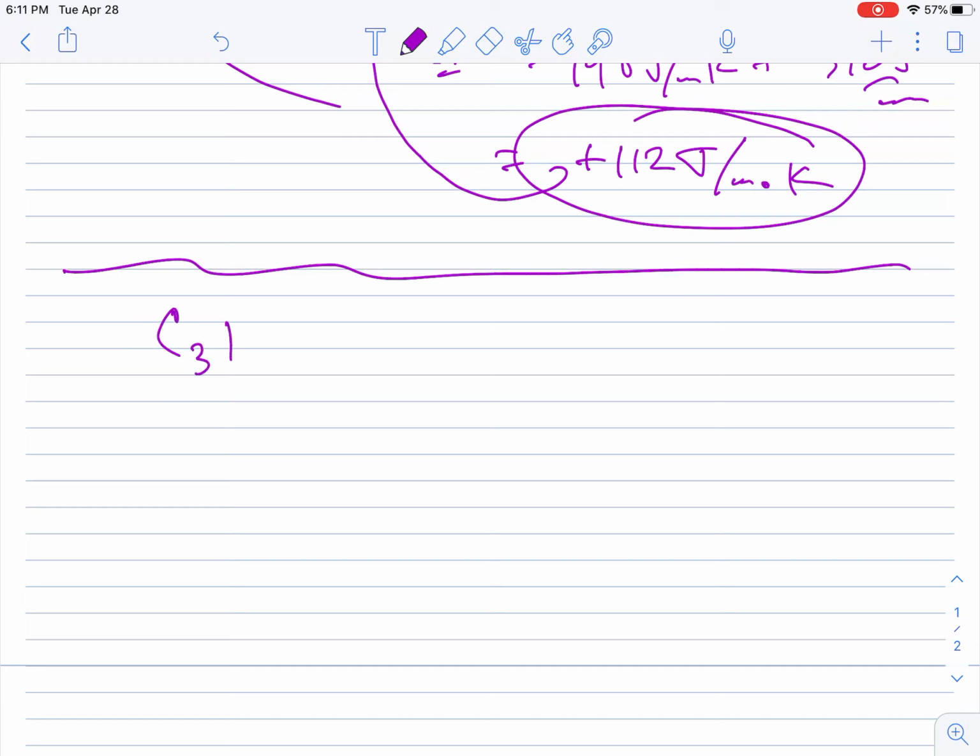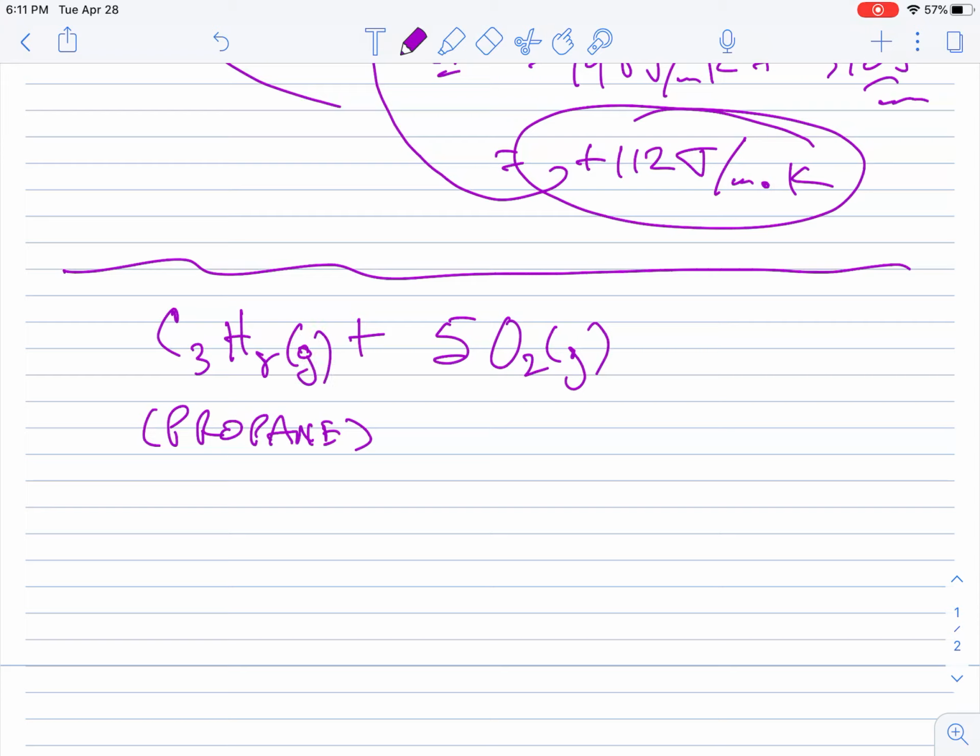So let's say you got C3H8, otherwise known as propane, and kind of important going into the growing season, especially amongst being isolated. That's a gas, and that's a gas. And we're going to produce carbon dioxide and 4H2O, and we're going to make that liquid water. And that's a gas, okay?